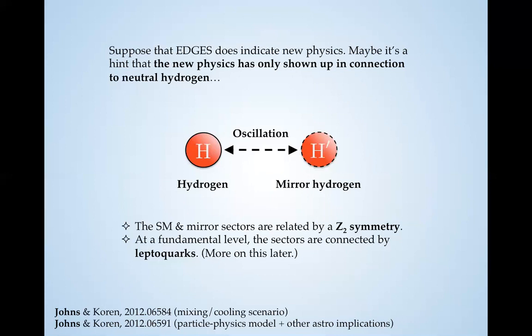So the simplest realization of this just has the sectors related to each other by a Z2 symmetry, which we're going to be assuming. So for example, the electron's counterpart is a mirror electron, which has a mirror electric charge. And because of the exact Z2 symmetry, has exactly the same mass. And likewise, there's a mirror hydrogen particle. And this is the dark sector state that we're proposing hydrogen mixes with.